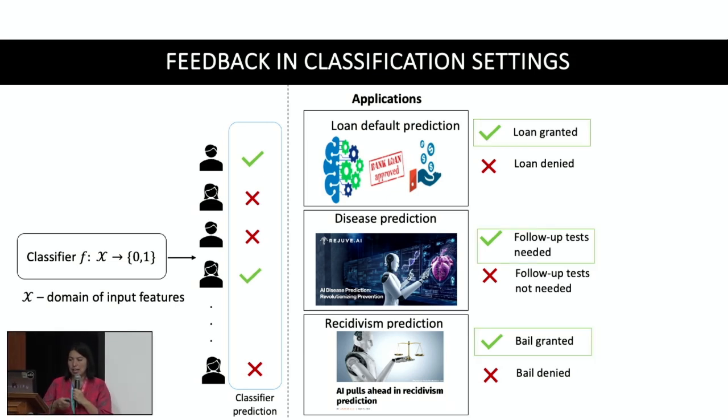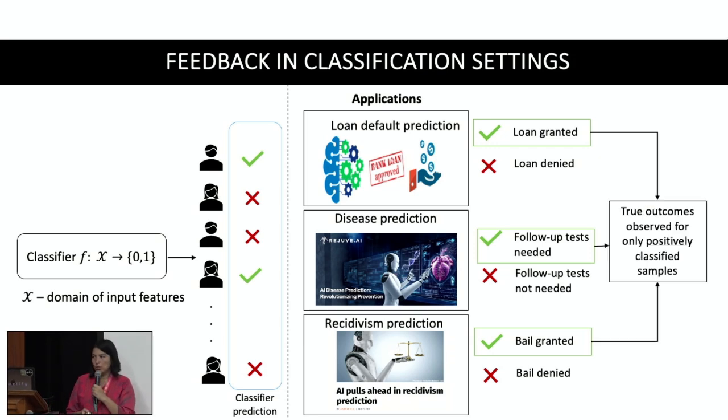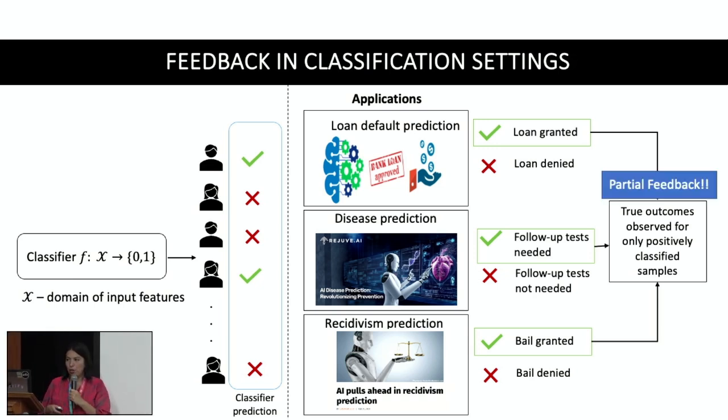And what happens is that in all of these positive actions, those are the cases where we then get to observe true outcomes. So in any of these settings, we get to observe if we have a true positive or if we have a false positive, but our negatives we know nothing about, right? If you did not get that loan, we do not get to find out whether you would have repaid it or not, right? Similarly, if you did not get those tests, we have no idea what they said, and if you were not granted bail, we don't know whether or not you would have recidivated. So we end up with this kind of partial feedback type of situation.